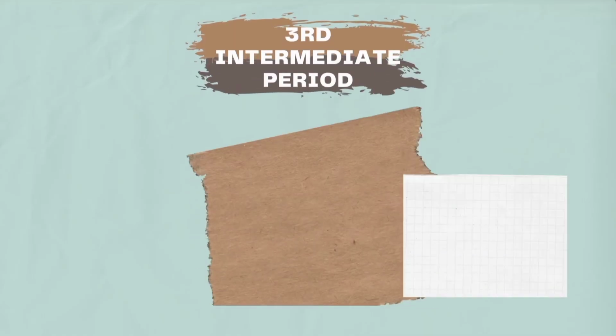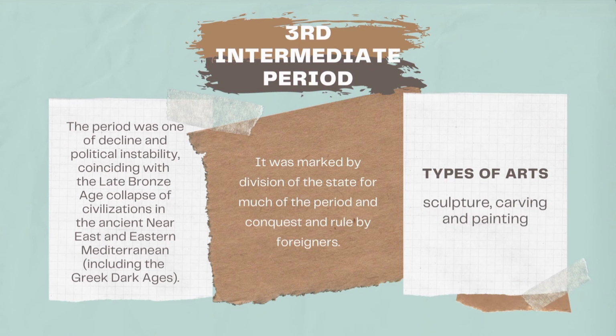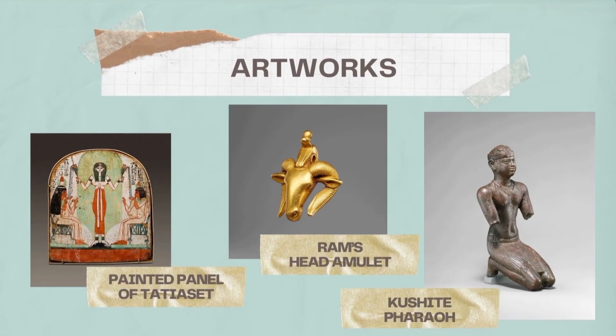Third Intermediate Period. This period was one of decline and political instability, coinciding with the Late Bronze Age collapse of civilization in the ancient Near East and Eastern Mediterranean, including the Greek Dark Ages. In the Third Intermediate Period of Egypt, power was held almost equally between Tanis and Thebes early on. The two cities ruled jointly even though they often had quite different agendas. It was also marked by divisions of the state for much of the period, conquest and rule by foreigners. This period's types of arts are sculpture, carving, and painting.